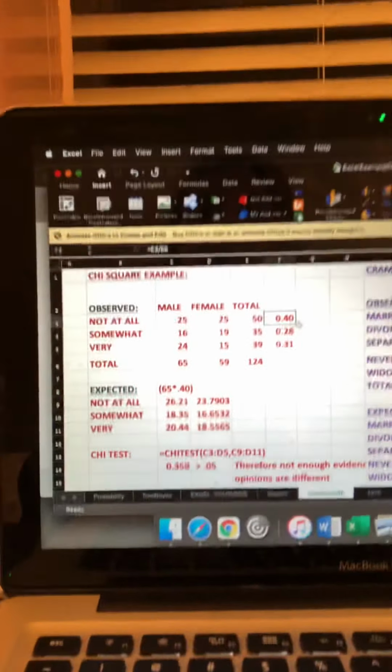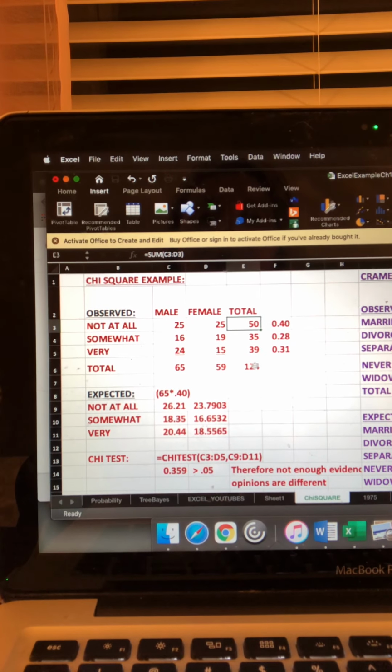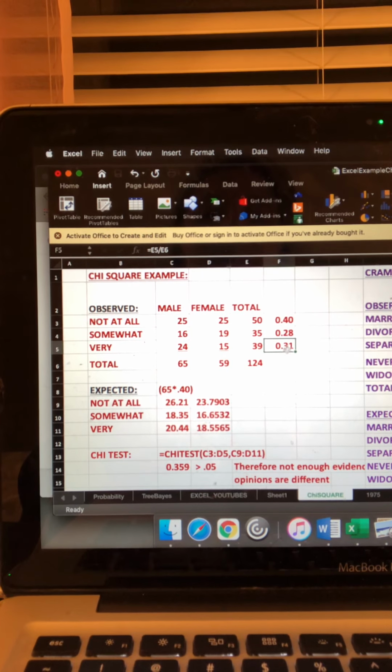The way we would do this is simply take this value right here for not at all and divide it by the total, 124. So we're going to come up with 0.40 here. We will do the same thing here, so we would take our cell E4, divide that by the total E6, and come up with 0.28, and so on.